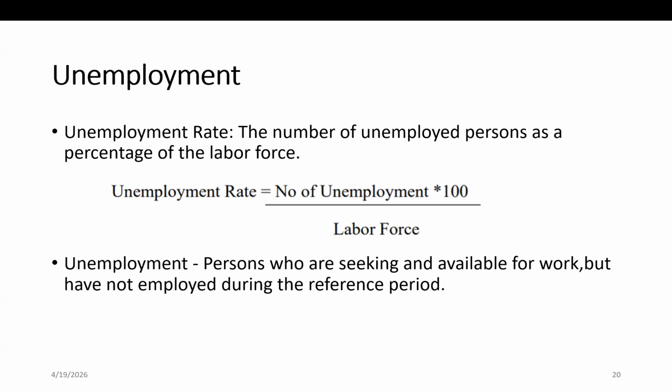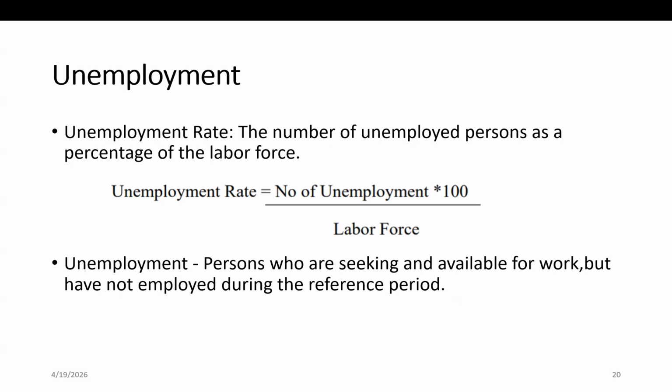So normally the reference period is 4 weeks, right? So at the time when the government is doing this particular survey, that particular person should not have a job, and should be actively seeking a job in that particular reference period. So then we calculate and we identify that person as an unemployed person, right?